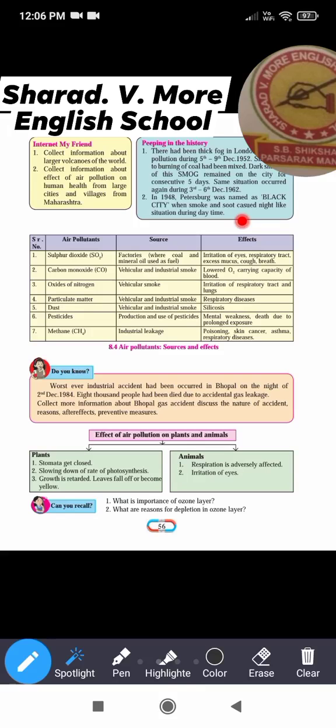Now see the table, air pollutant sources and effects. Okay, this we will see in the next lecture.